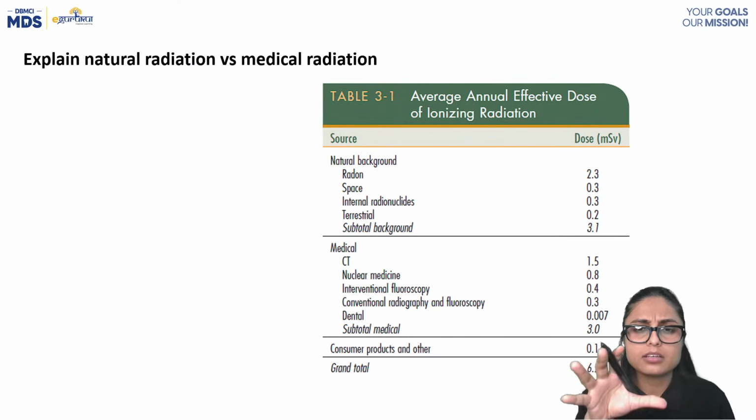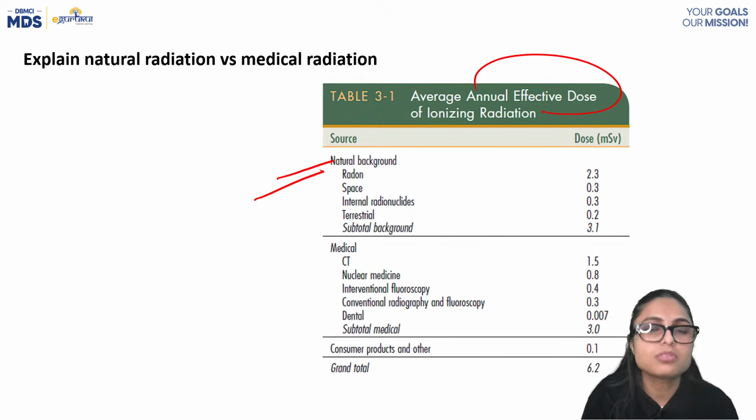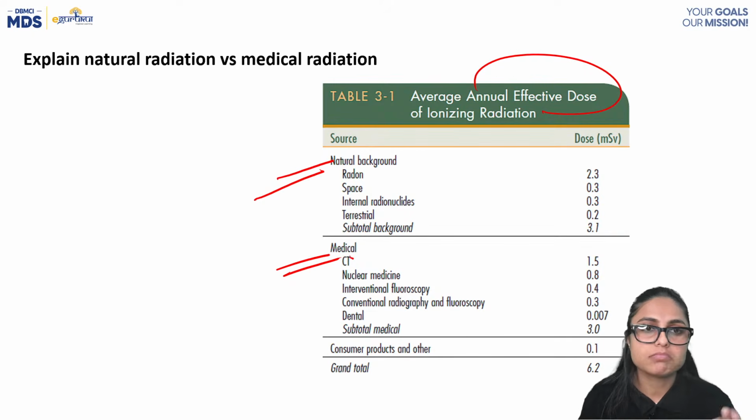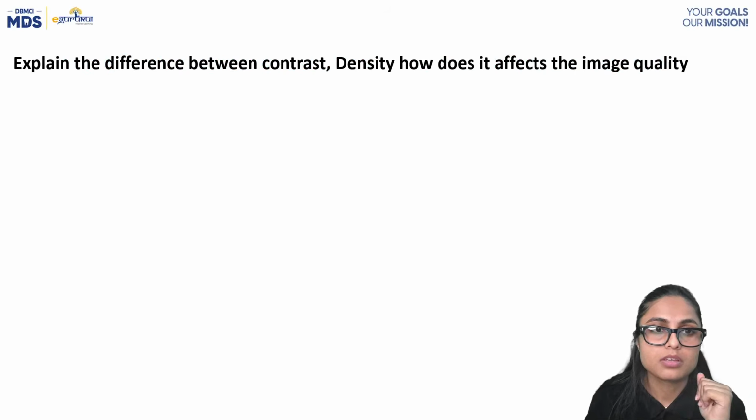They have also given in the textbook the annual effective dose that we get from natural background, which is natural radiation also called background radiation, and from medical healthcare units. So this is about this question.